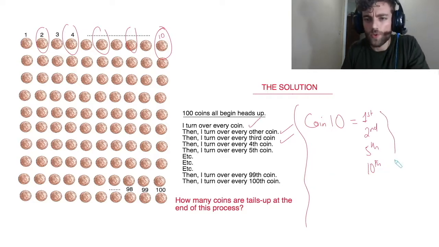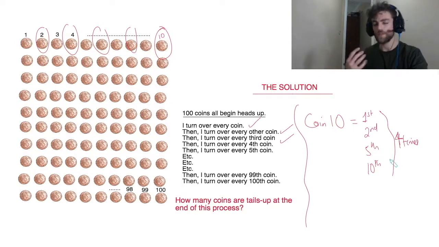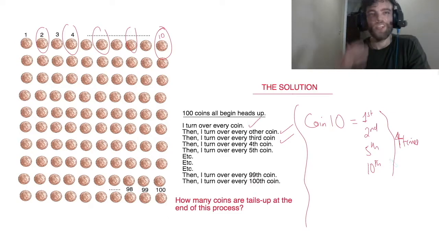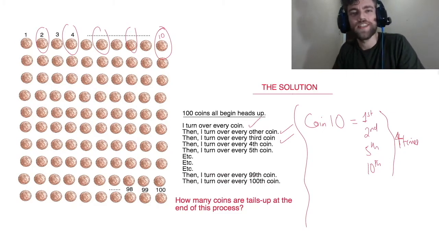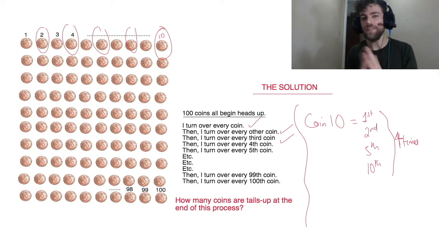So that is 4 times, and if coin 10 flips 4 times, it will return to heads, because of course if we flip a coin an even number of times, it returns to where it started. Okay, and so finally the question is, which coin is going to flip an even number of times, i.e. have an even amount of factors, and which coins are going to flip an odd number of times, i.e. have an odd number of factors? If you'd like to have a little think about that, pause the video in 3, 2, 1, and now.